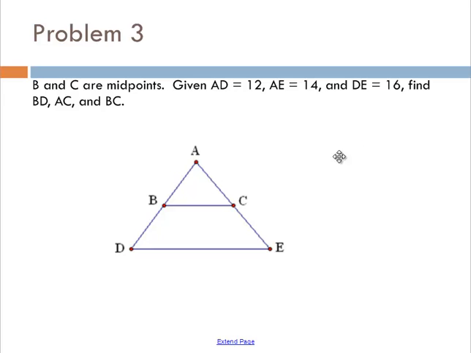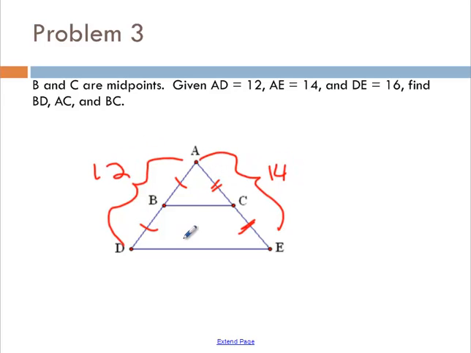Now in this next one, B and C are midpoints, which means that BC is a midsegment. AD, the entire segment here, is 12. AE, the entire segment, is 14. And DE is 16. So I need to find BD, I need to find AC, and I need to find BC.